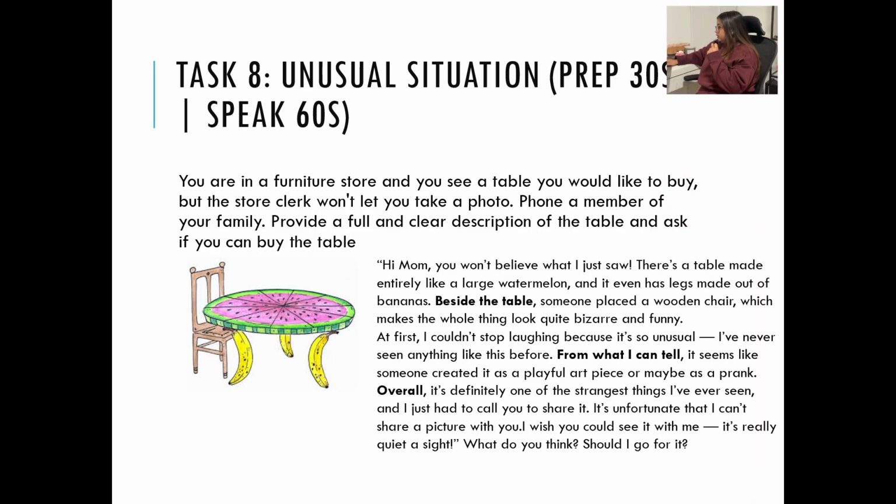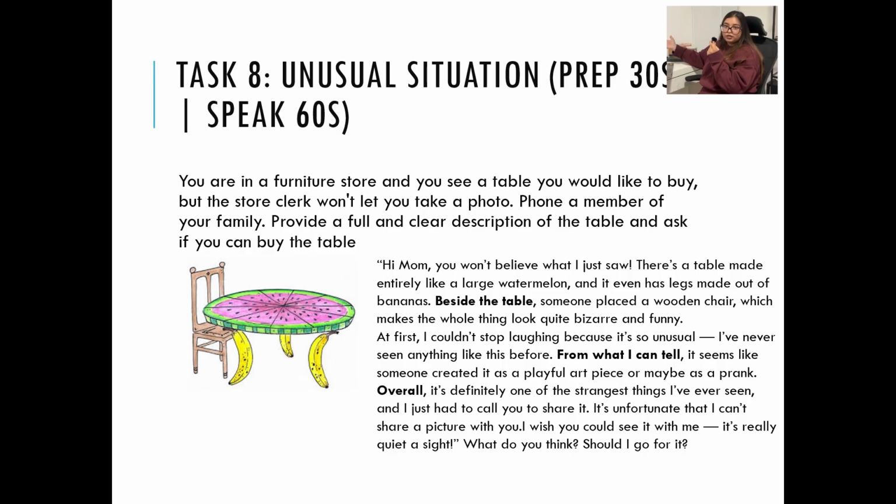So the answer here would be, hey mom, you won't believe what I just saw. There's a table made entirely like a watermelon, and it even has legs made out of bananas. Beside the table, someone placed a wooden chair, which makes the whole thing look quite bizarre and funny. At first, I couldn't stop laughing because it was so unusual. From what I can tell, it seems like someone created it for a prank. Overall, it's definitely one of the strangest things I've ever seen. What do you think? Should I go for it?